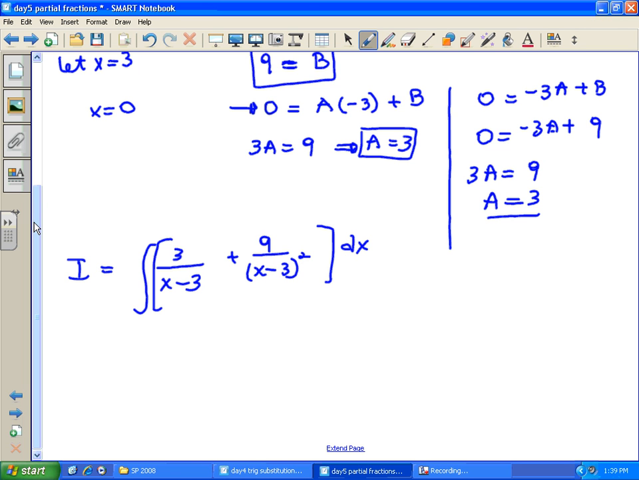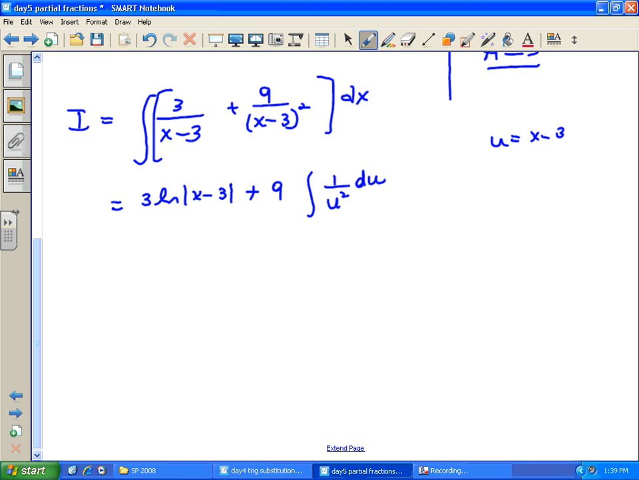The first one is really easy, right? 3 over x minus 3. What is the integral of that? 3 ln absolute value of x minus 3. The other one is not going to be an ln function, but you can use a quick u substitution there. If you let u be equal to x minus 3, du equals dx, and you're going to have something like this: 9 times the integral of 1 over u squared du, which is what? What is the integral of 1 over u squared? Negative 1 over u, right? So this is going to be minus 9 over u, and since u is equal to x minus 3, we can leave it like this.